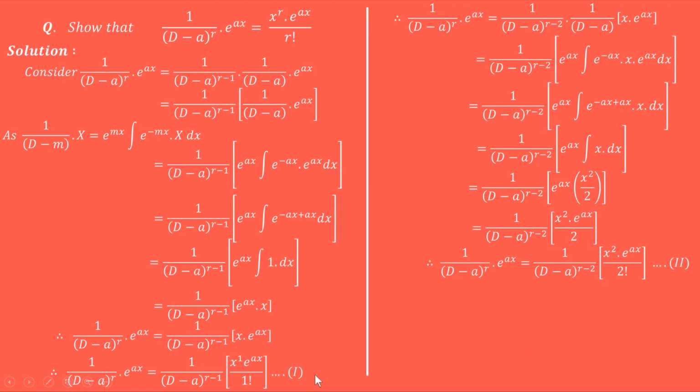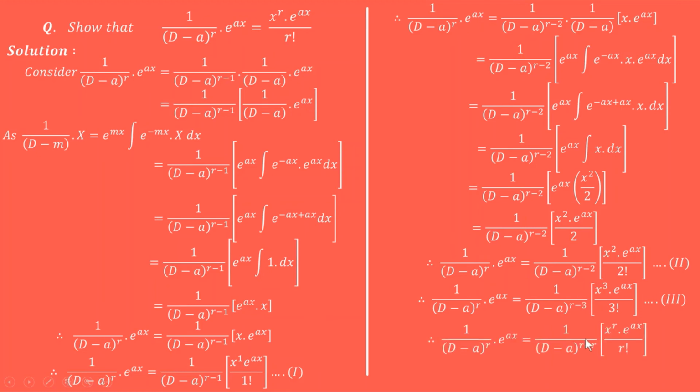Now observe equation number 1 and equation number 2. So we get 1/(D-a)^r e^x = 1/(D-a)^(r-3) times x^3 e^x / 3!, and continue in this way. So we get 1/(D-a)^r e^x = 1/(D-a)^(r-r).